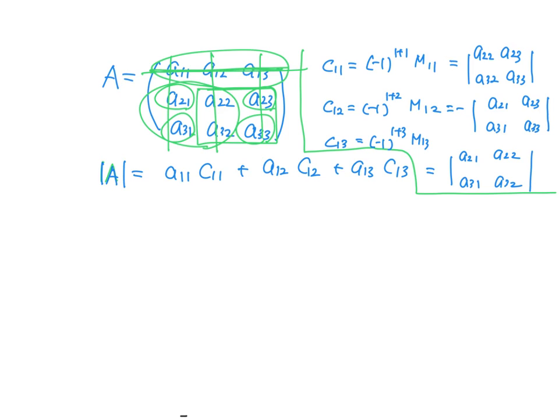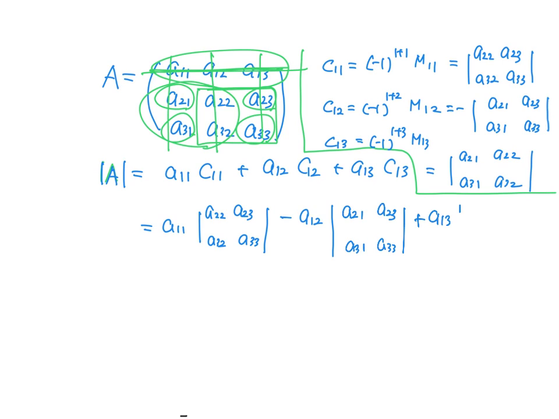So you can just substitute this into this formula: A11 times A22, A23, A32, A33, then A12, C12 is minus, so we can put a minus sign here, times A21, A23, A31, A33, plus A13 times A21, A22, A31, A32.